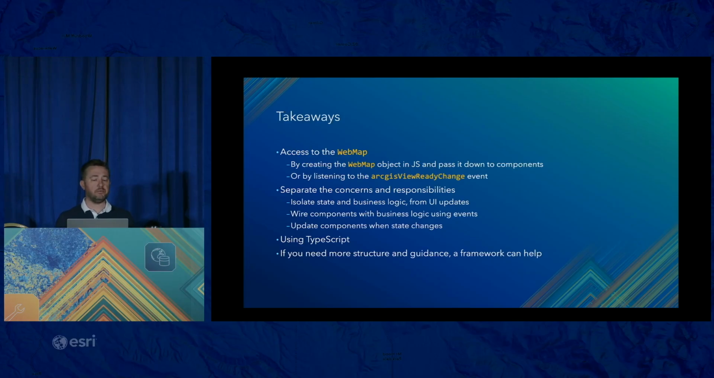I think to access the web map, you can do that, like I said, by creating the web map directly in JavaScript, which was more convenient for me. And then otherwise you can listen for the ArcGIS view ready change, and then grab the map from the map element. I think when you work with JavaScript like this, we really separate the concerns and responsibilities, like where is your business logic, where is your state, and separate that from the UI updates. And you can do that using events, right? Components emit events, modify the state, state emits events, modify the components.